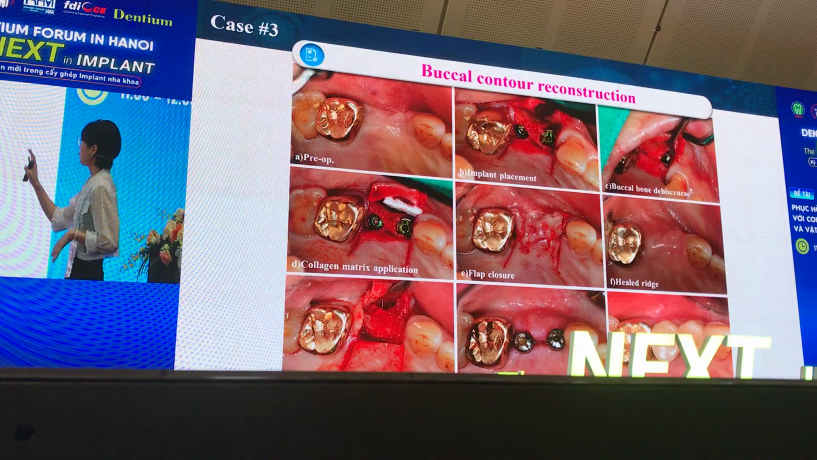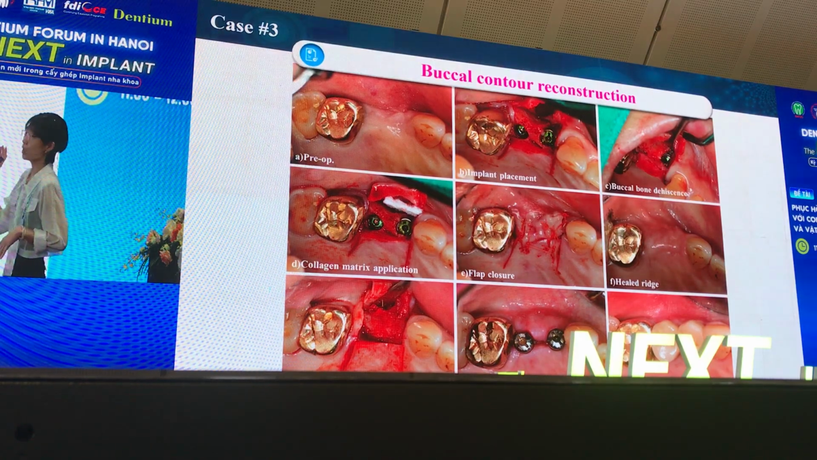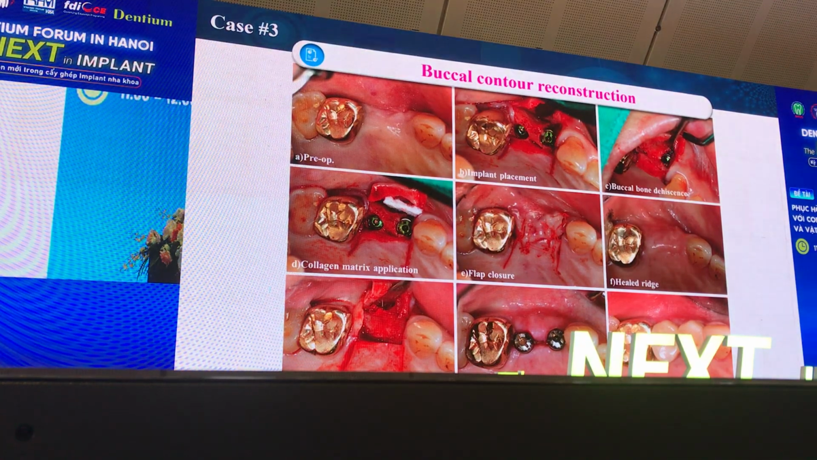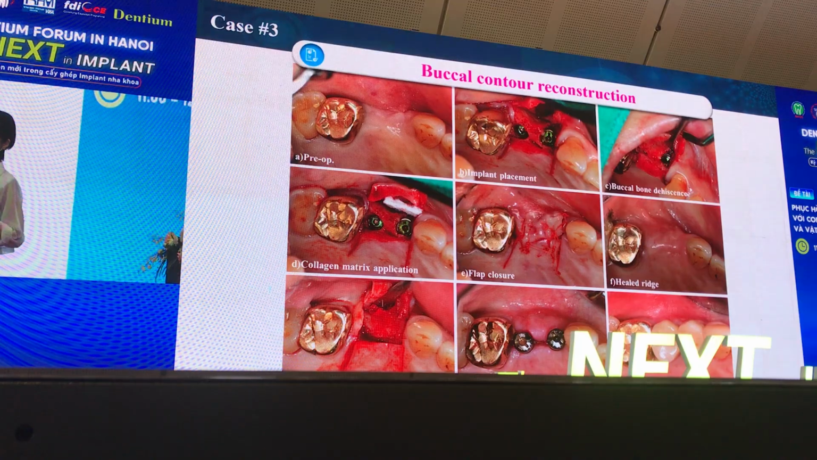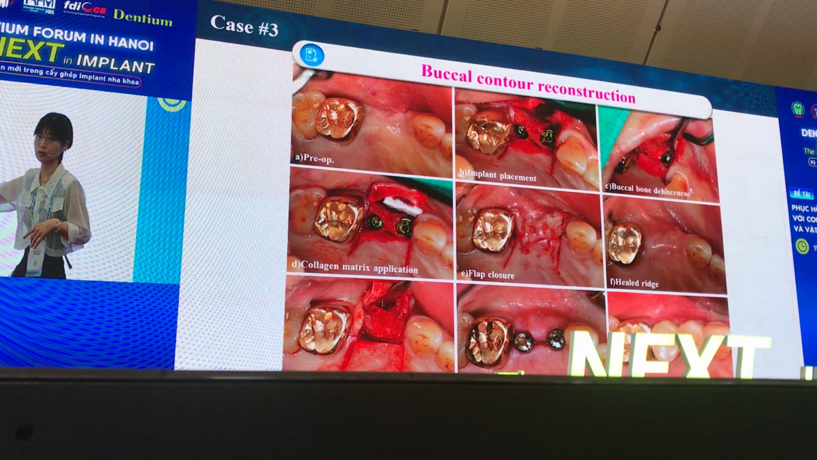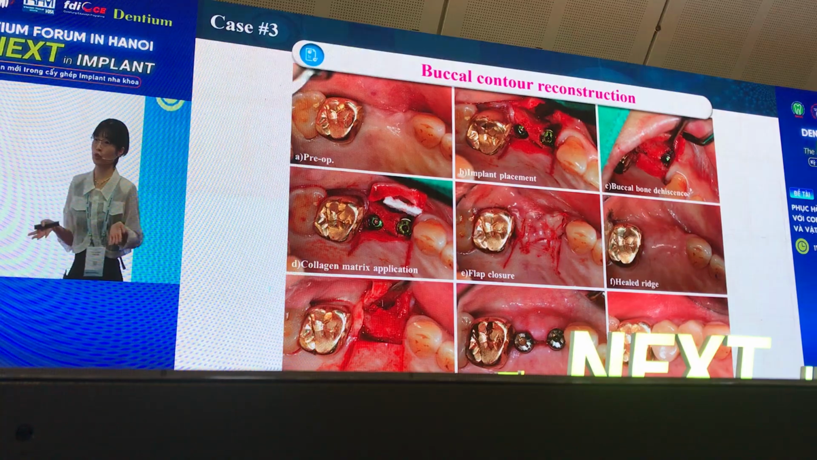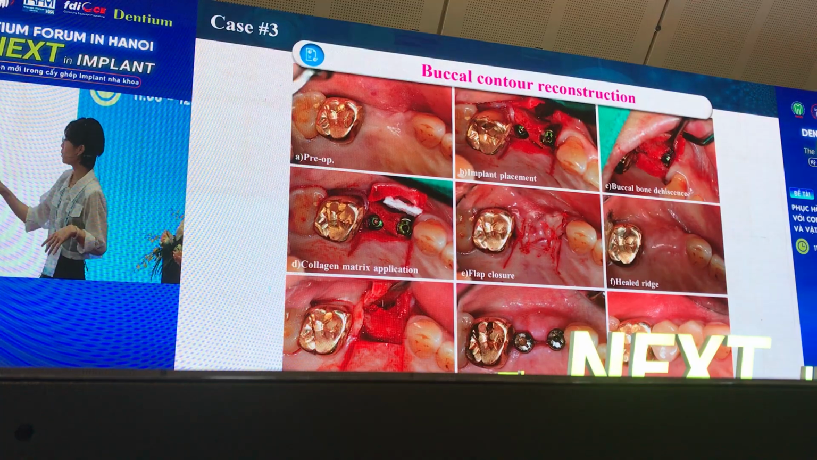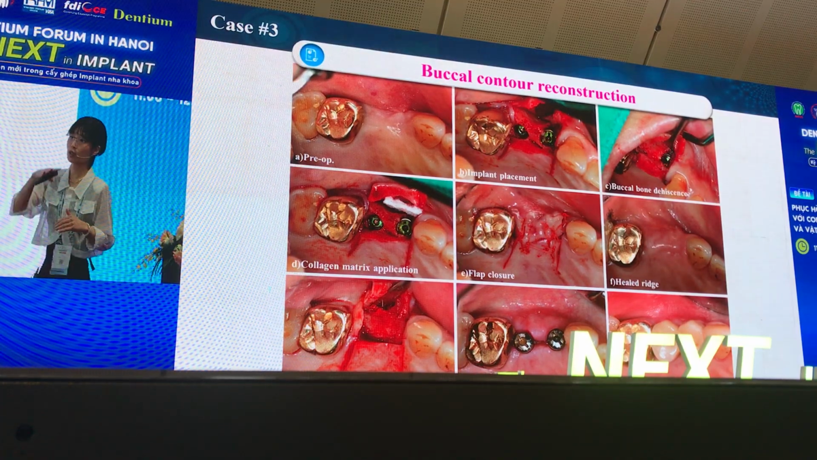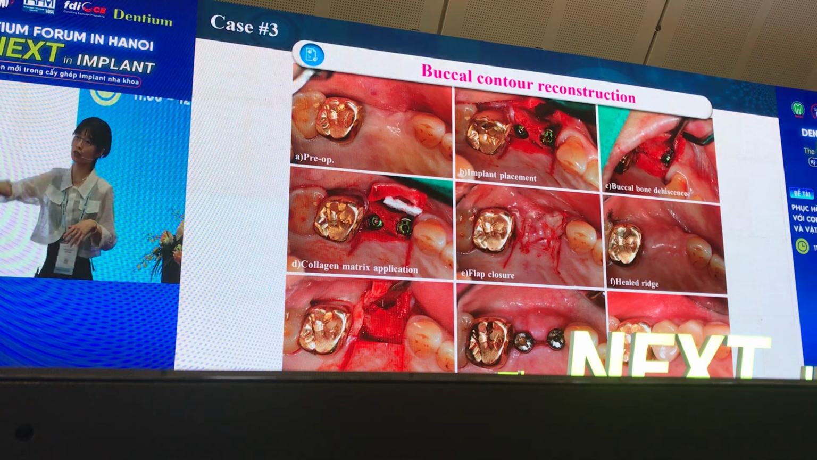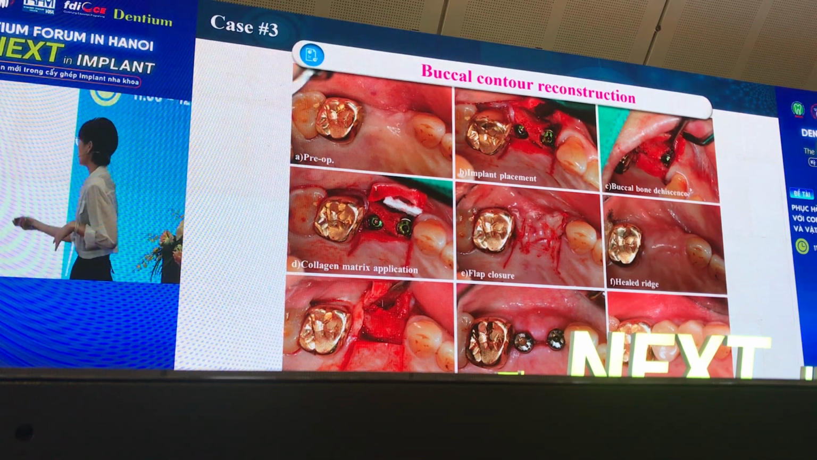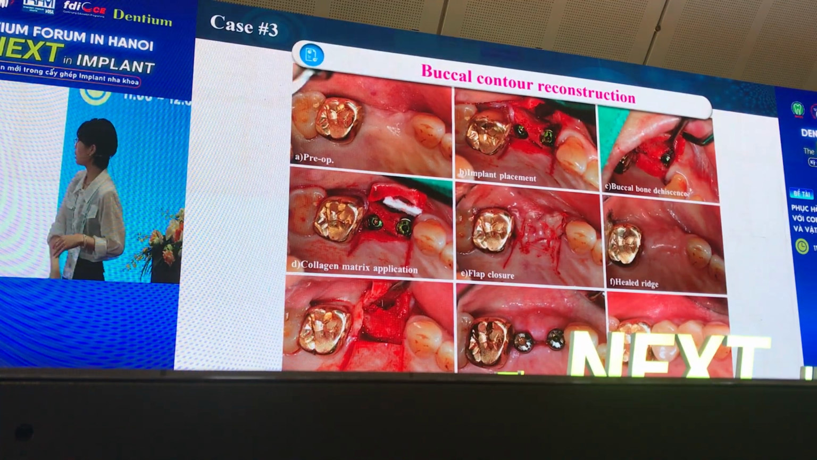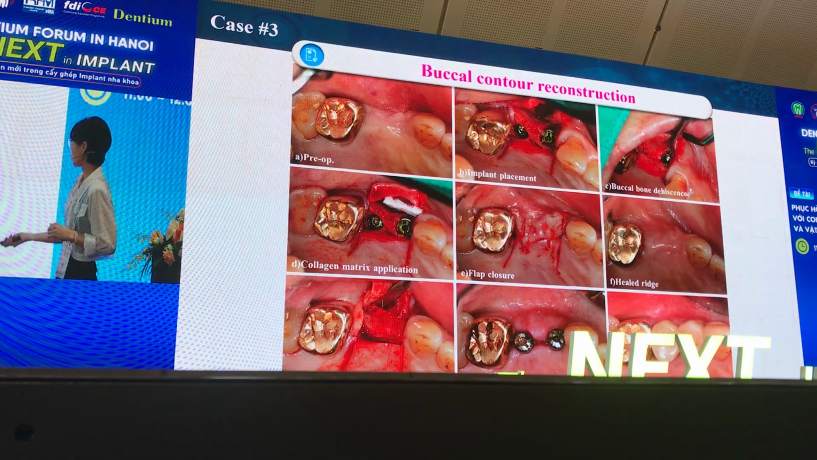So after 4 months, when I did the second operation, I was very surprised because, can you see that? The bone regeneration was all there. I just put the collagen matrix, no bone graft materials, but the bone was regenerated along the buccal bone and it also covered the cover screw. So I finished after the removal of the bone, connected the healing abutment, and the prosthesis was delivered.